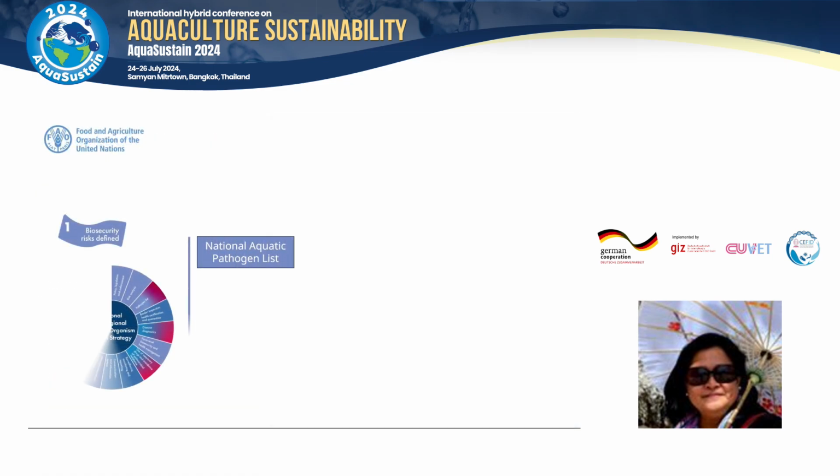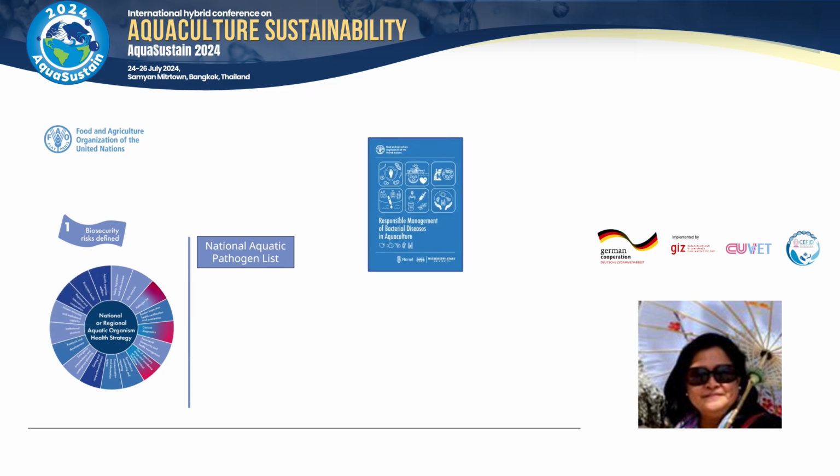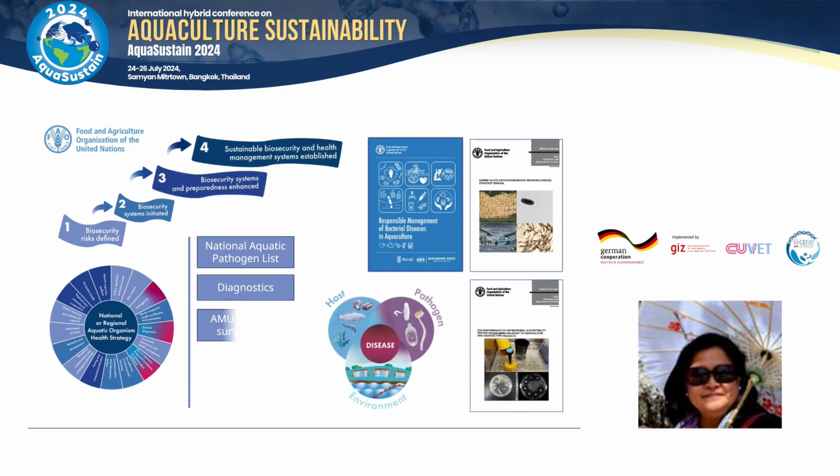In this slide, you will see the relationship between PMP/AB and AMR. The PMP/AB has four stages, and at stage one, biosecurity risks are defined. The first initial and essential activities include the development of a national or regional aquatic organism health strategy. You will see here the almost 17 elements of such a strategy, including a national aquatic pathogen list, diagnostics, surveillance, use of veterinary drugs, and prevention of AMR.